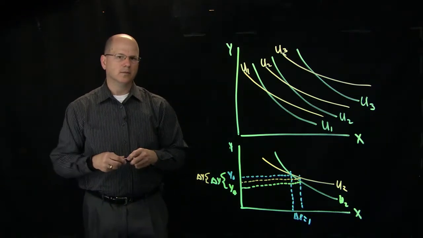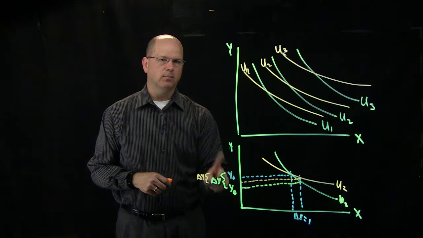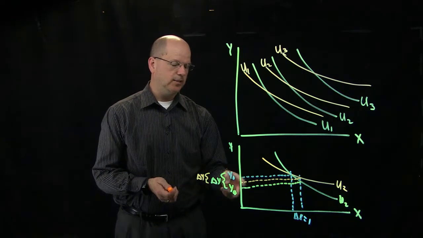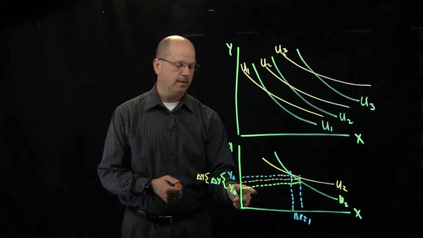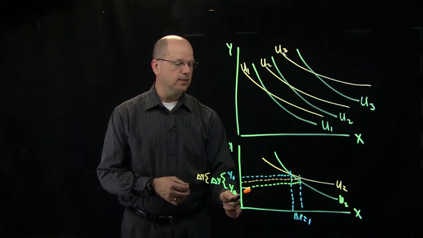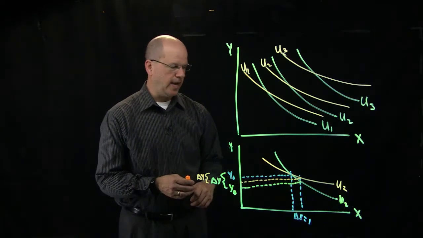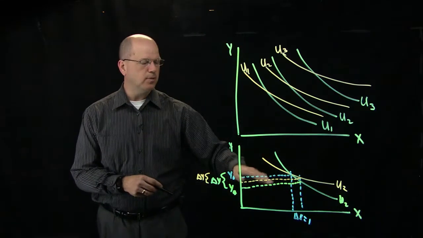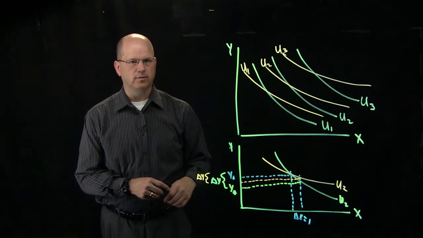So which consumer is willing to give up more Y to get one more unit of good X? Well, as you see, it's the consumer with the green preferences. Okay? So the person with the green preferences has a higher value of good X. Okay? The steeper the indifference curve, the higher the value of good X is.